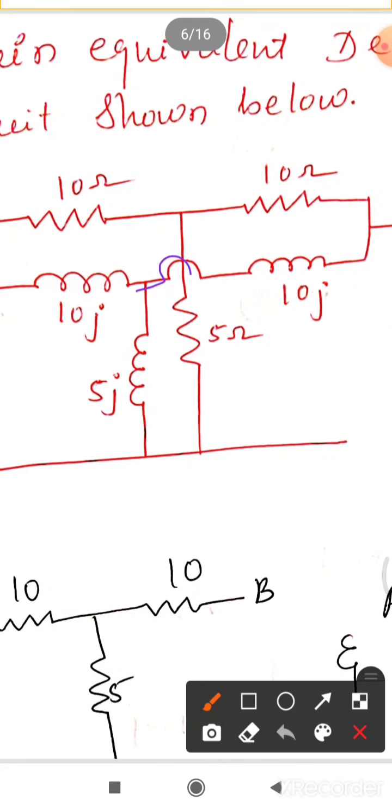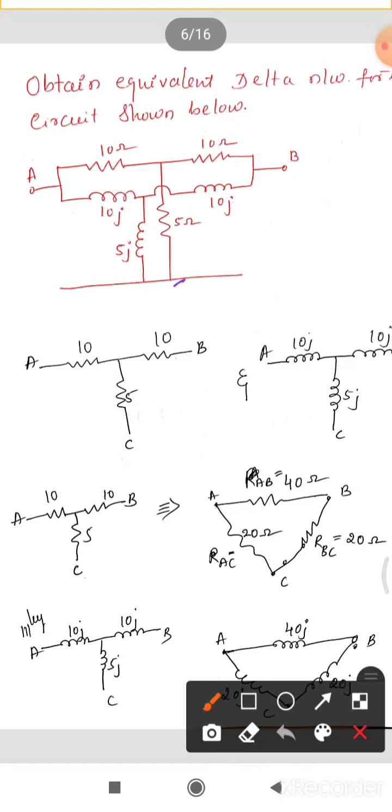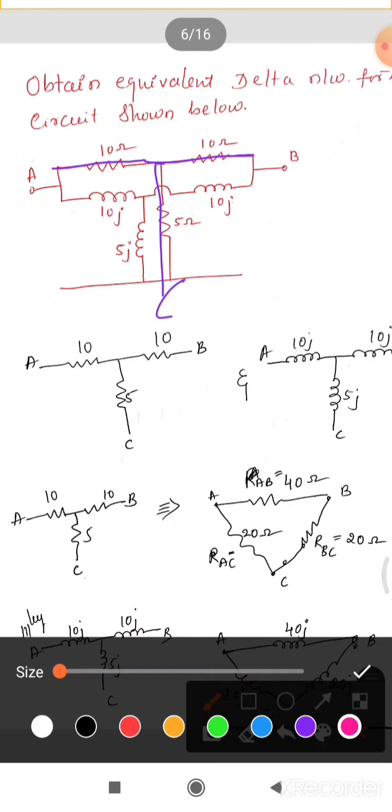This one is a jumper wire, which is not connected to this wire. Now you can observe that between A, B and C there are two star connected networks. One is 10 ohm and 5 ohm resistance. This is one.